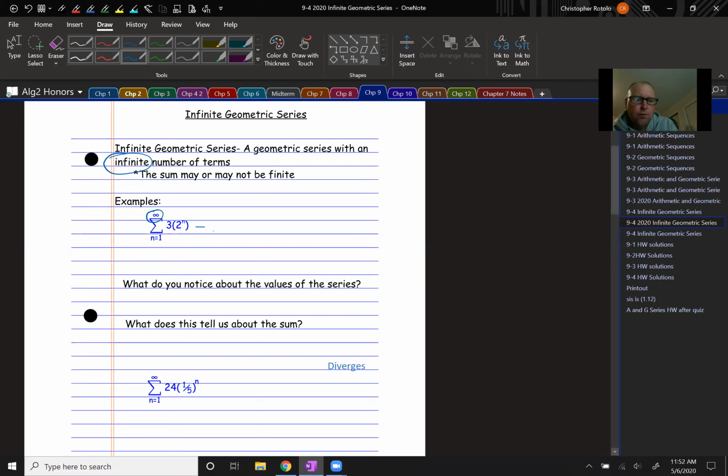Right now we know the rule is 2. So what would happen if I kept multiplying by 2 over and over? Notice the series, as we look at all the numbers, it would eventually, right, 2 to the infinite power is going to give me infinity. This is going to go to infinity, right? We call that diverges.